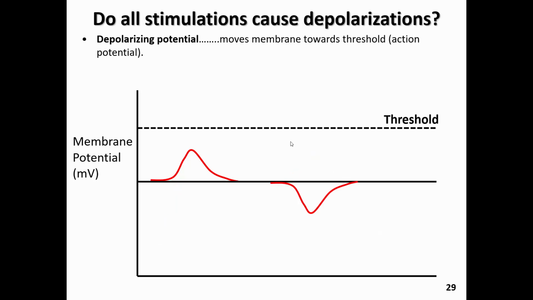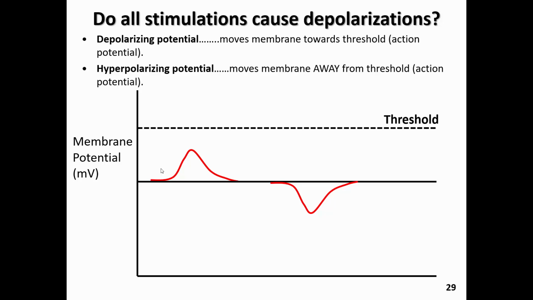Now, do all stimulations cause depolarizations? A depolarizing potential is what we observed on slide 28, and we see that here once again. As this cell, as it is in its polarized state, moves more positive, it becomes depolarized. So depolarization refers to the movement away from the polarized state, and that's a movement towards this threshold. So the interior of the cell is actually becoming more positive.